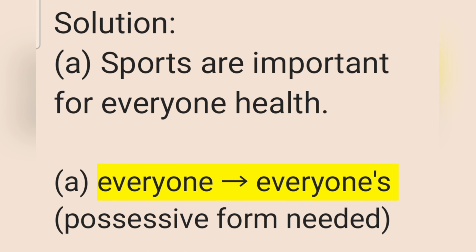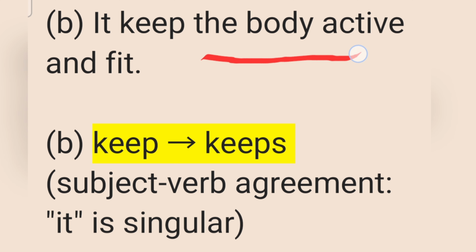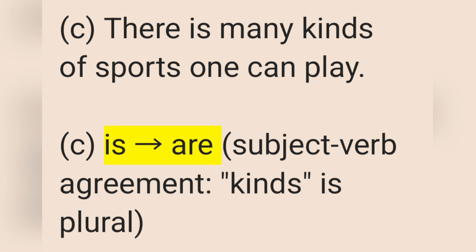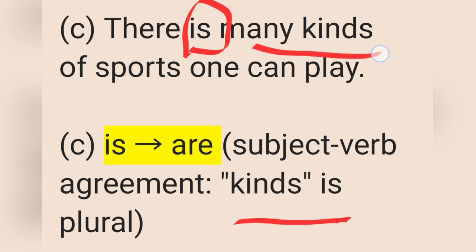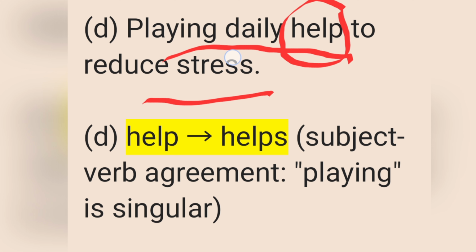Now, solution of sentence A, sports are important for everyone health. Here, instead of everyone, everyone's. Possessive form is required. Sentence B, it keep the body active and fit. So after it, keeps will come, because it is singular. In sentence C, there are, because kinds is plural. There are many kinds. In sentence D, playing daily help to reduce stress. So here, instead of help, helps will come, because daily shows a routine or habit. So it is a sentence of simple present tense.